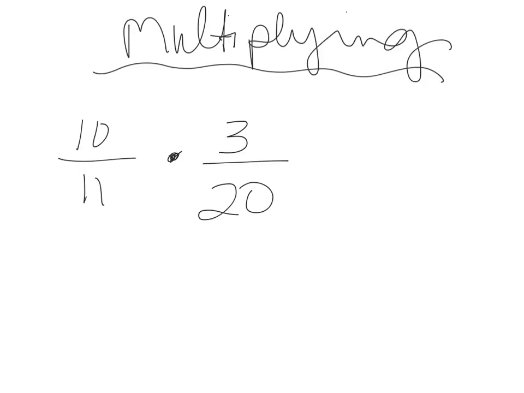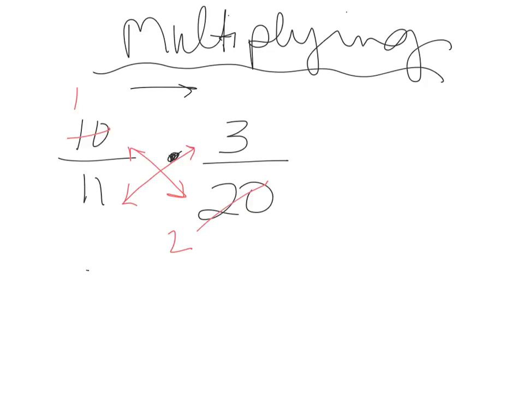For example, look at what's across from each other. 10 and 20 are across from each other. Is there something that can go into both of these numbers? Yes, 10. 10 can go into itself once and into 20 twice. Now, look at 3 and 11 across from each other. Can anything go into both of these two? No, so you're going to leave those alone.